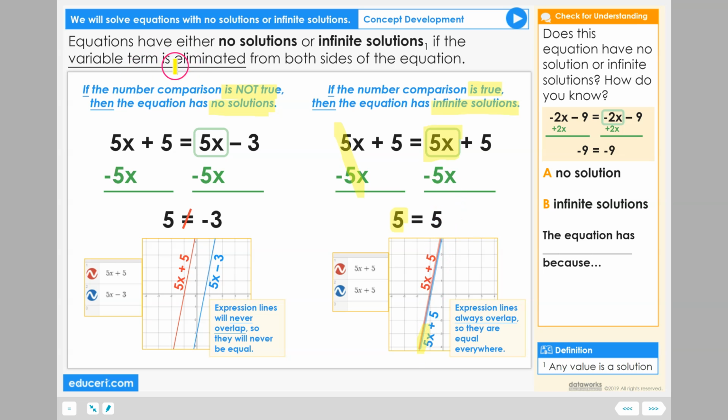So let's recap. While trying to solve an equation, sometimes the variables will be eliminated from both sides of the equation, leaving you with a number comparison. If that number comparison is not true, then the equation has no solution. If that number comparison is true, then the equation has infinite solutions.